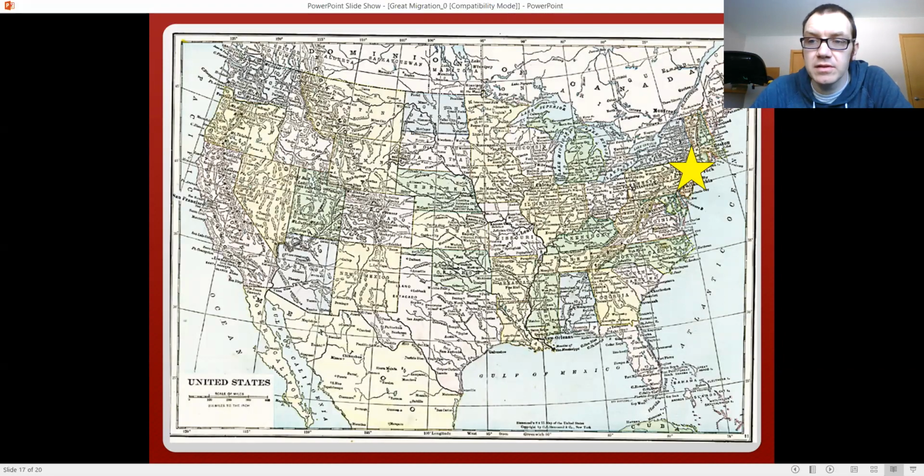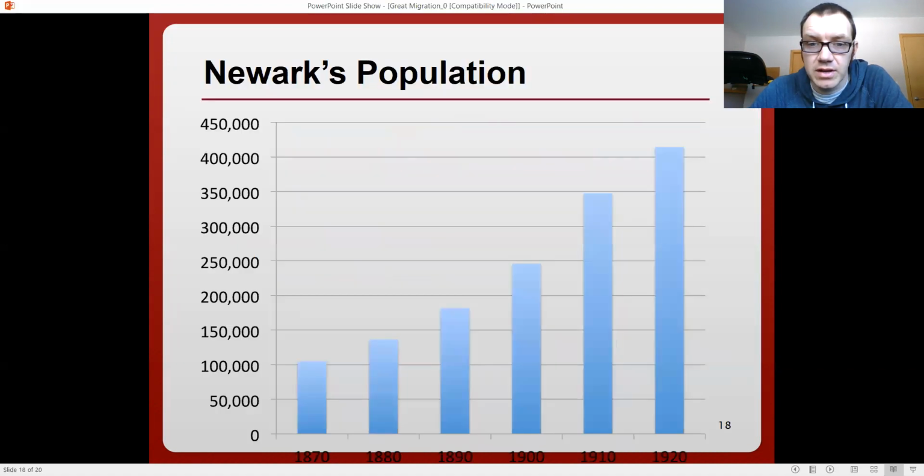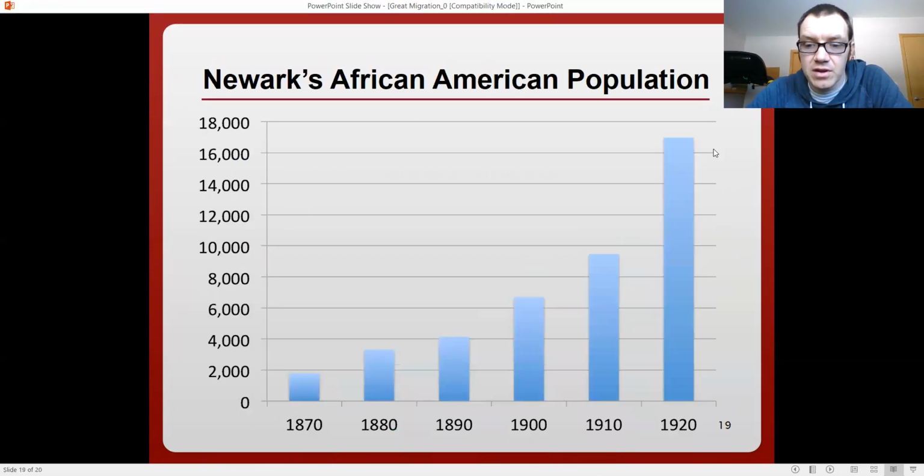So a lot of the documents you're going to look at in the future here are going to look at Newark, New Jersey. Newark was a big industrial city. It had a lot of boat building properties there. And so there's a lot of opportunities for jobs. And so that's what you're going to look at. And you can see here the African American population in general, between 1870 and 1920, over quadruples. And when we look at the African American population between 1870 and 1920, it goes up about 800+%. So a lot of African Americans moving into that area.